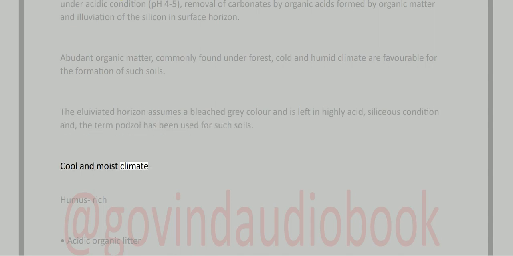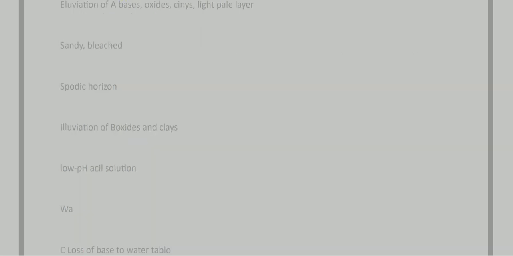Cool and moist climate, humus-rich, acidic organic litter, eluviation of bases, oxides, sesquioxides, light pale layer, sandy, bleached spodic horizon, illuviation of bauxites and clays, low pH, acid solution, loss of bases to the water table.